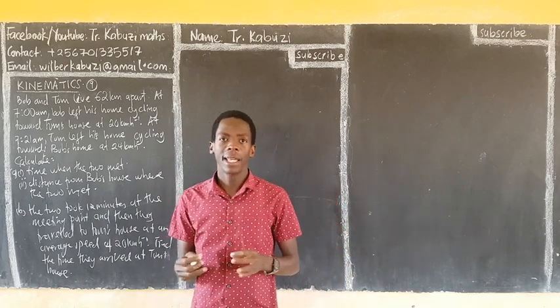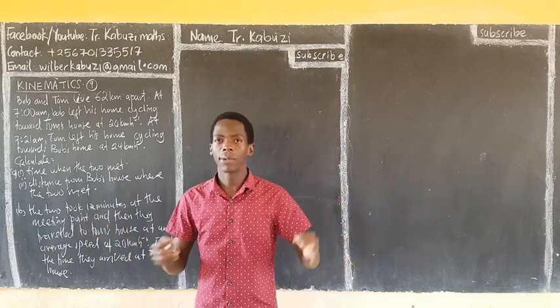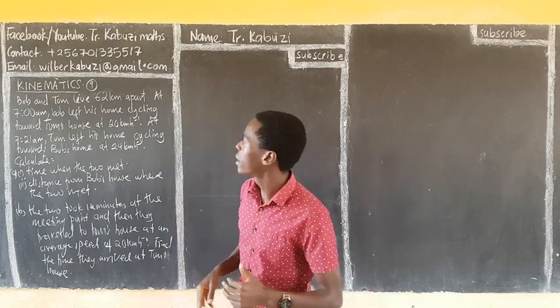Now, in this one, people are coming from different directions, but they are not standing at the same point. So how do we treat that at the same time? Let's look at the question.